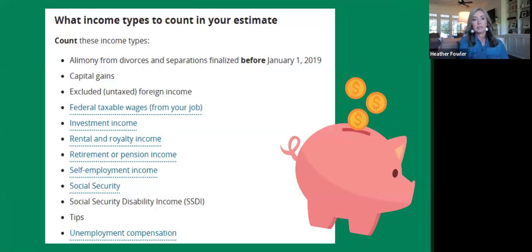But just for general purposes, you want to know what types of income you can count in your estimate. And so here's just a quick list. There's also a chart in the ACA handbook that goes into more detail, and I've linked it in these slides also. But obviously, if you have a job, that income's going to count. If you have investment income, if you draw Social Security, that's going to count. If you're self-employed, if you draw a retirement, if you're on Social Security disability, that's going to count. Tips or unemployment compensation, all of those are going to count.